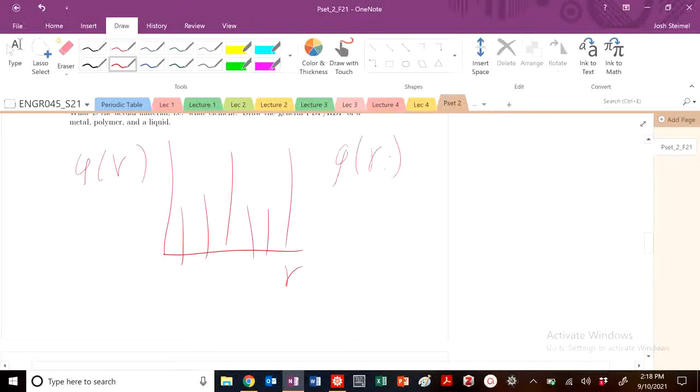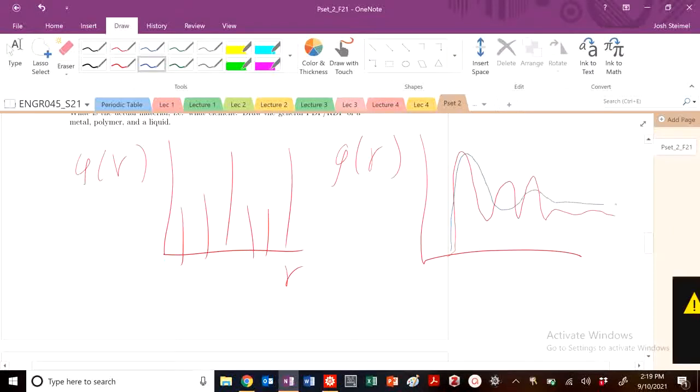For liquid or polymer, they actually look exactly the same, except that usually polymers will have a little bit more kind of order. So you may see something like this for a polymer, and then like that. A liquid, they kind of look like this, where it kind of dies off a little bit sooner.